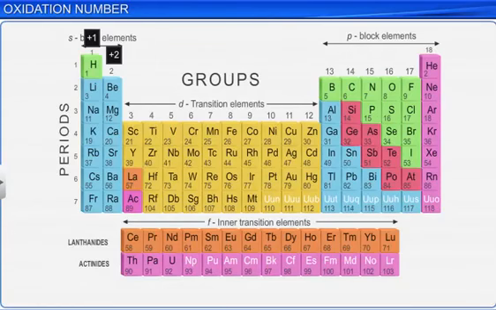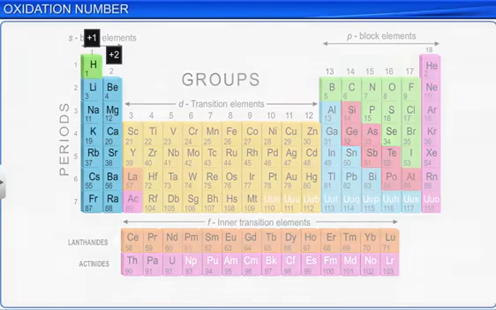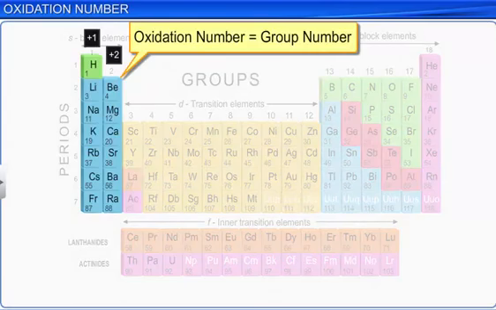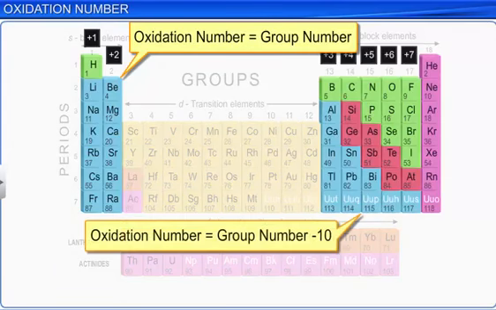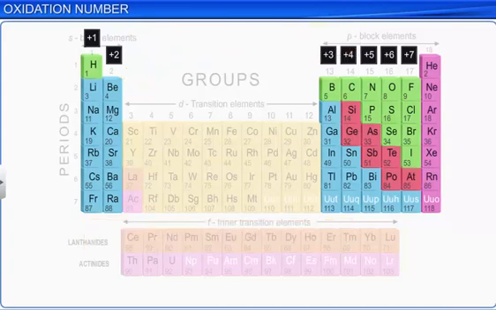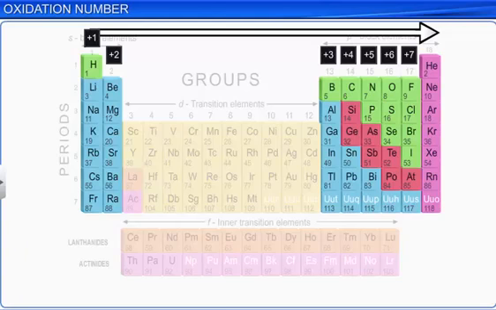The highest oxidation number of a representative element is the group number for the first two groups and the group number -10 for the remaining groups. This shows that the highest value of oxidation number exhibited by an atom of an element increases across the period in the periodic table.